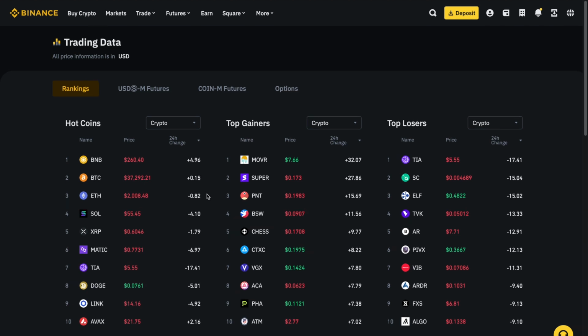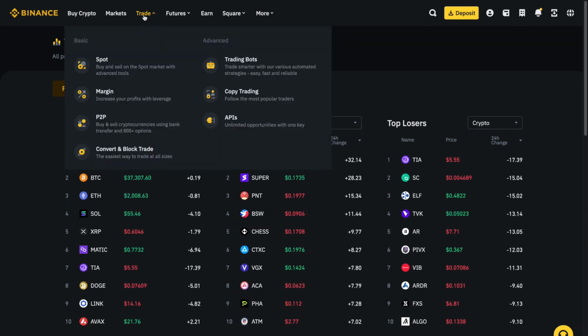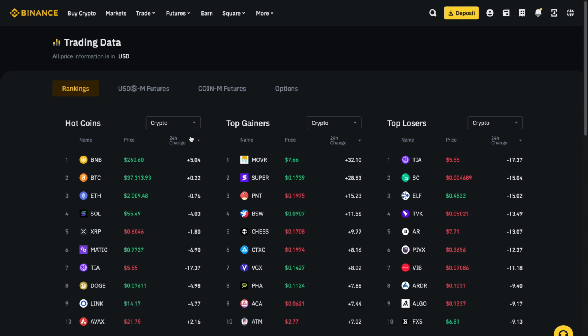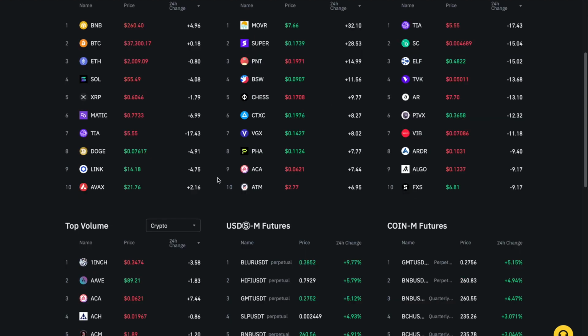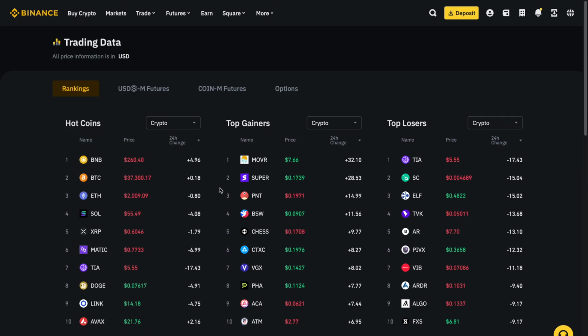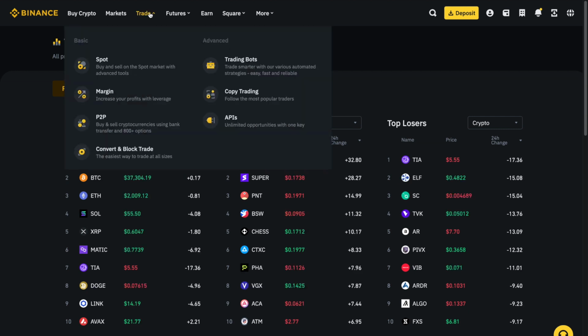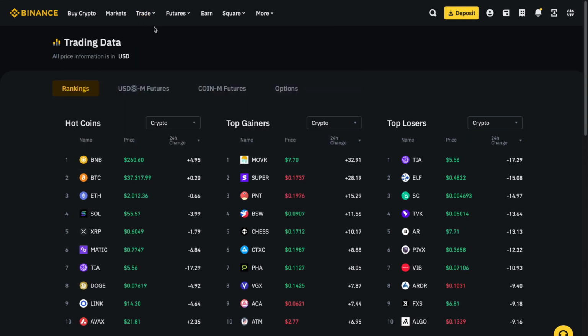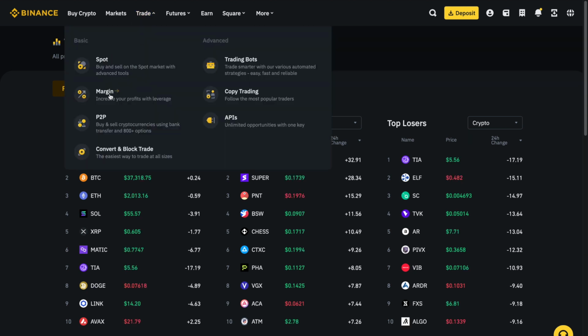But in this case you are only focusing on spot trading, so it doesn't really matter whether you're using a phone or desktop, it's pretty much the same thing. Once you sign up on Binance, you simply go to this tab where it's written trading and click spot trading. If you click margin, it's going to take you to the futures or derivatives dashboard, and if you click P2P, it's going to take you to the P2P dashboard. But in this case you are only focusing on spot trading.